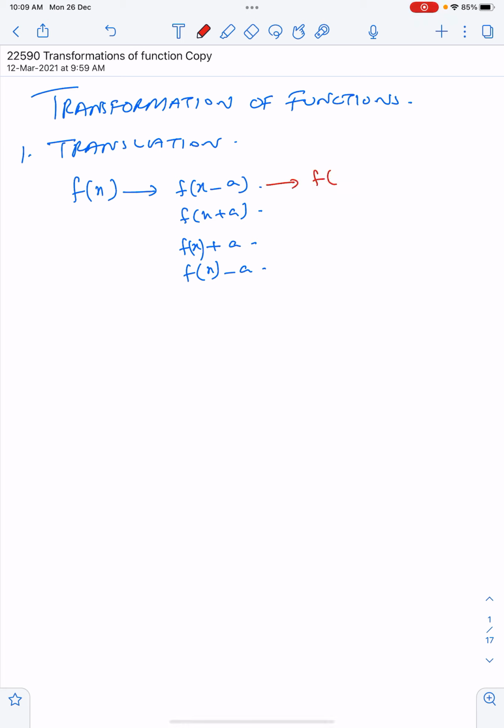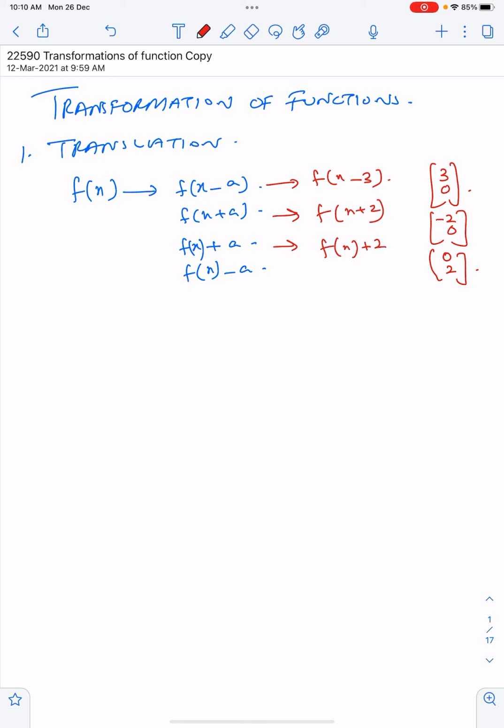If the graph has been translated horizontally by 3 units onto the right, it's going to be f of x minus 3. If it is horizontally shifted onto the left by 2 units, it will be f of x plus 2. If it has gone up by 2 units, it will be f of x plus 2, and if it has gone down by 4 units, it is going to be f of x minus 4.